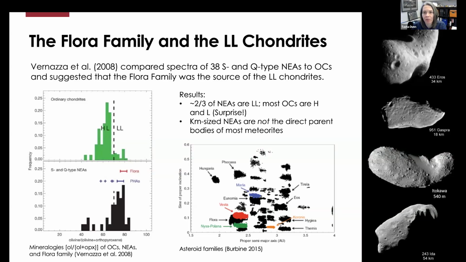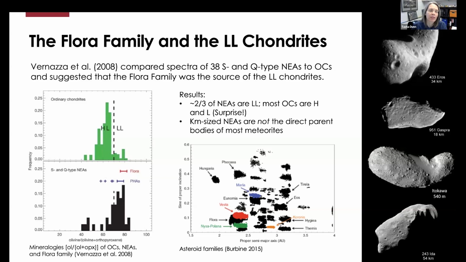And what they discovered was that the majority, in fact, 2/3 of near-Earth asteroids have LL-like compositions. And so you can see that illustrated well on this diagram on the left-hand side. The top is a frequency distribution for ordinary chondrites, again showing that the majority of ordinary chondrites are H's and L's. And then right below that in black, that's the distribution or the frequency for the S and the Q-type near-Earth asteroids. And you can see here, the frequency is primarily in the LL region.